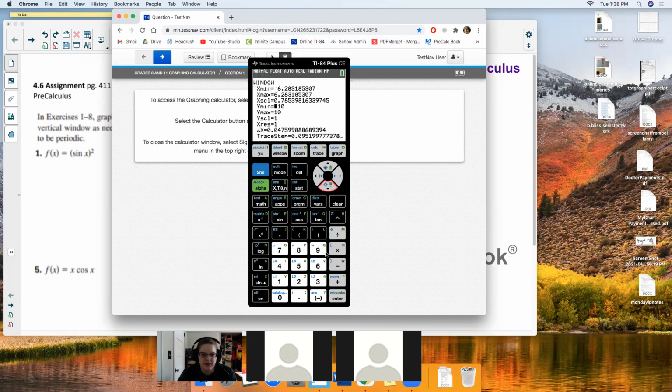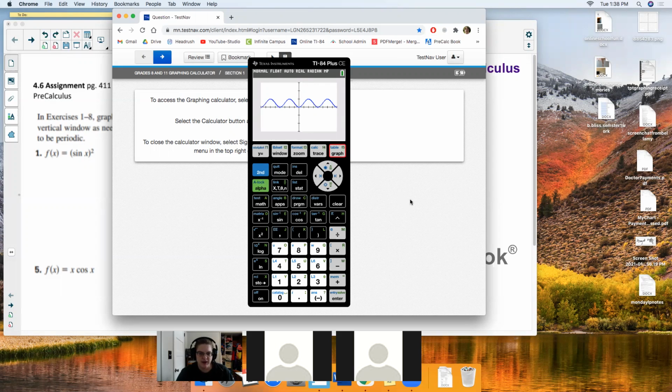And then my y minimum and maximum, I am going to just center around 3 or so. You want to make sure in your modes that you're in radian mode. Otherwise, it'll start graphing in degrees, but you've only gone up to like 6 in degrees, so it's really going to have absolutely nothing there. So if we look at the graph of this, very exciting.